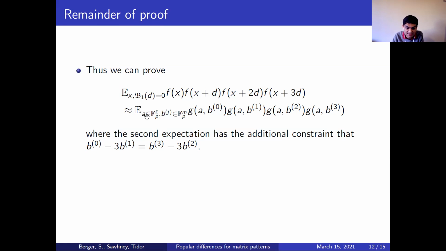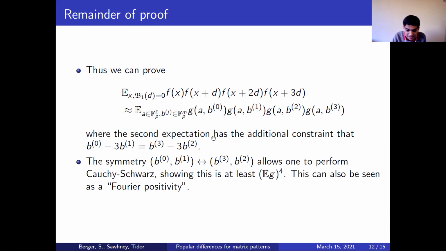And so explicitly, you look at this expectation over A and B0, B1, B2, B3, where we condition on this equation being satisfied. And G here has roughly the same expectation as F. And now, because this condition has some symmetry in it, one can use Cauchy-Schwarz here and then do some further inequalities. And one can show that this right-hand side is at least equal to the expectation of G to the 4th power, which is precisely what we wanted.